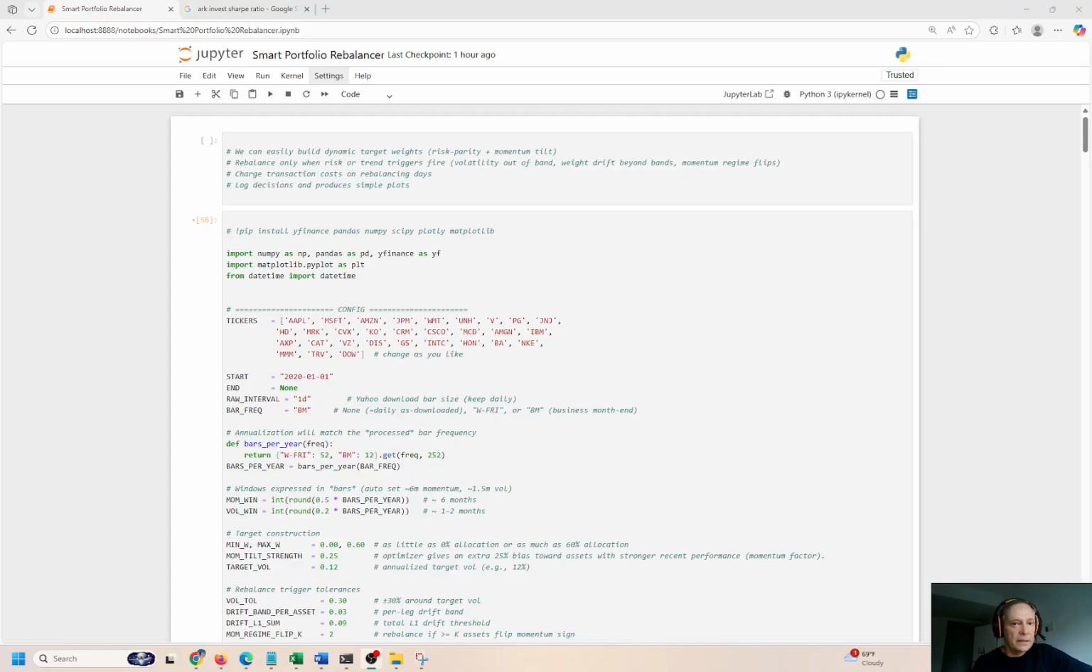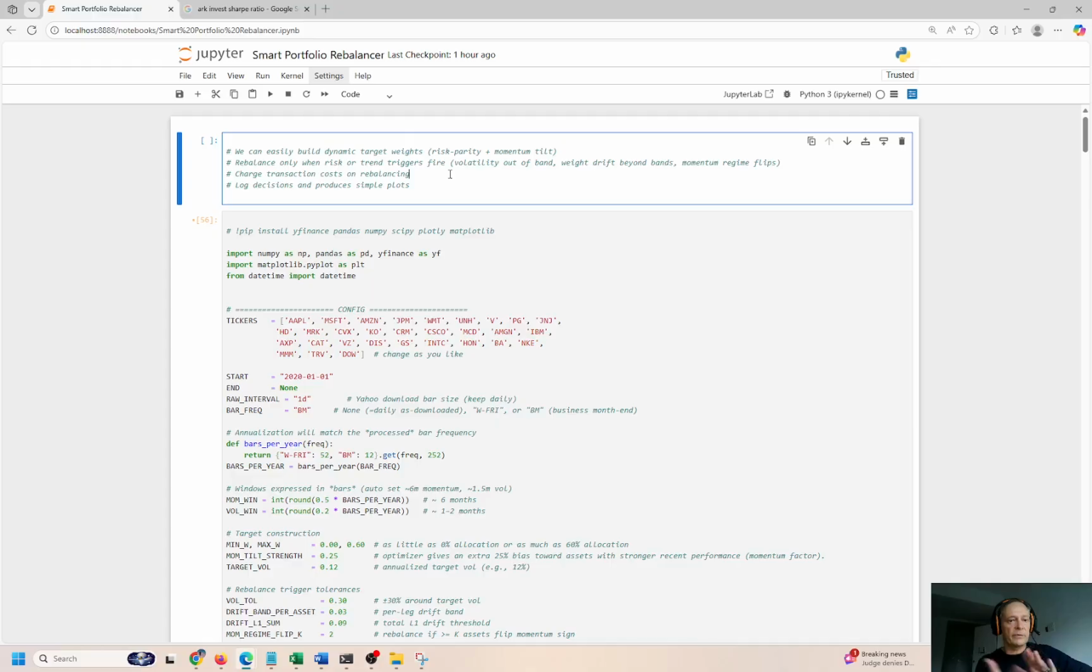So in the project today, the narrative will be about smart portfolio rebalancing. We're going to look at how to build a dynamic target weight and rebalance when risk or trends suggest that we have to do this rebalancing. We're going to charge transaction costs to make this a realistic rebalancing scenario, and then we're going to log decisions and produce simple plots at the end of this. And I'm going to show you how to create a trade blotter too, so you can see all the details of all the trades in this whole universe right here.